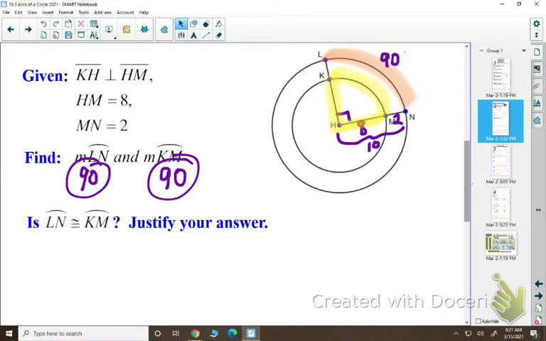But the question below says, is arc LN congruent to arc KM? Well, they're both 90 degrees, but if you think about it, if you cut them, they're not going to match up exactly because they have different radii lengths for your circle. So are they congruent? My answer would be no, because the circles are not congruent.